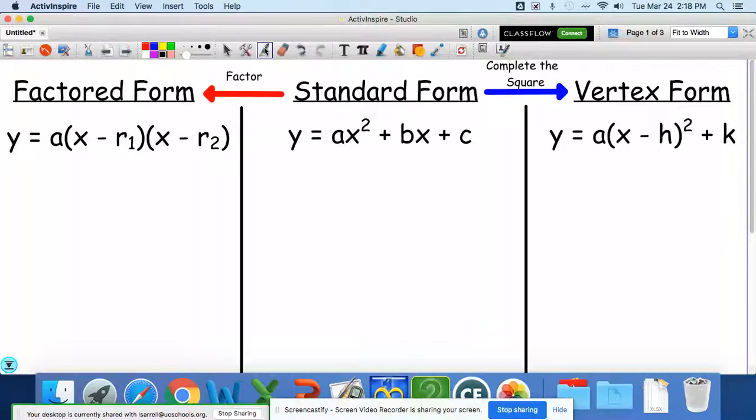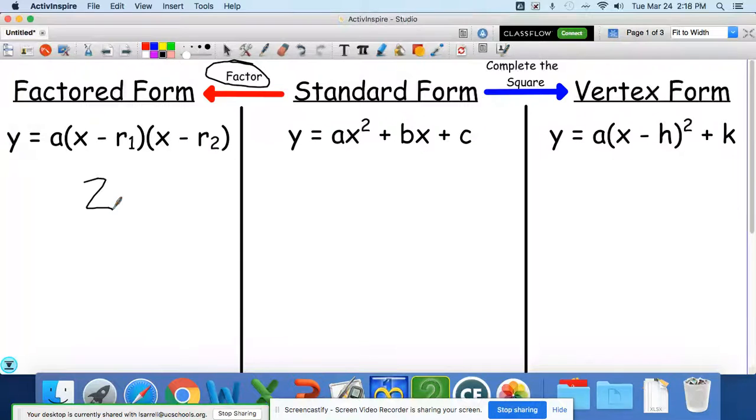All right, guys. So for today's assignment, I want to start off by looking at this chart that we looked at right before we left school. And this is our three forms of quadratics. We spent a lot of time going from standard to factored form. That was called factoring. That was where we used our big X, our box method, those sort of things. And we found out how to take standard form and break it down into binomials to find the zeros.